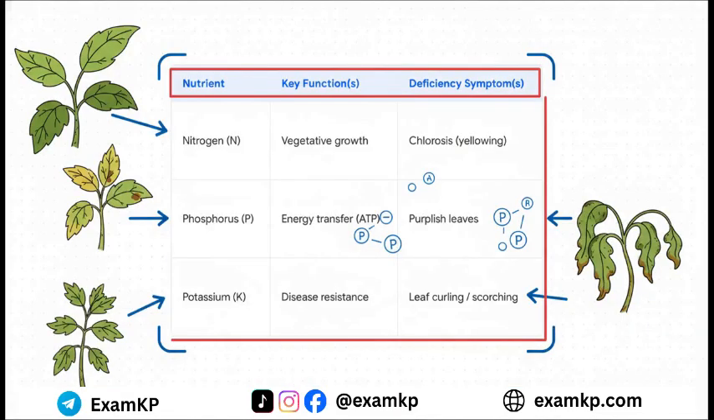Now, let's zoom in on the big three macronutrients: nitrogen, phosphorus, and potassium, or NPK. This table right here is pure gold for your exams. You see, nitrogen is for that lovely green leafy growth. If it's missing, the leaves turn yellow. That's called chlorosis. Phosphorus is all about energy and strong roots. Without it, the leaves can look purplish. And potassium, that's the bodyguard, helping the plant fight diseases. Without it, the edges of the leaves get burnt. I'm telling you, memorize this table. I can almost guarantee you will see a question on it.